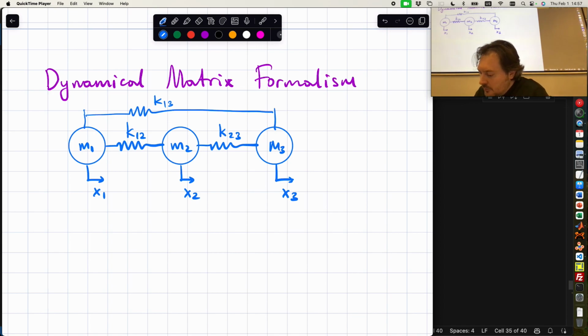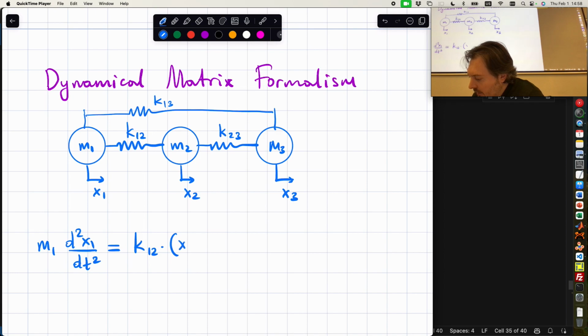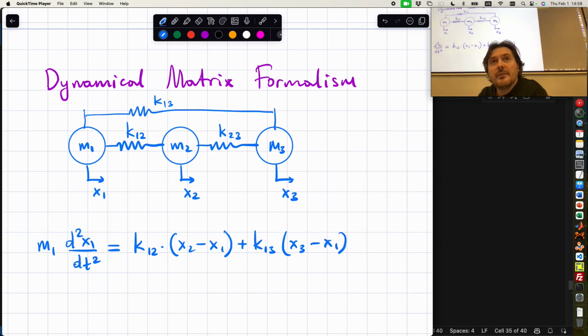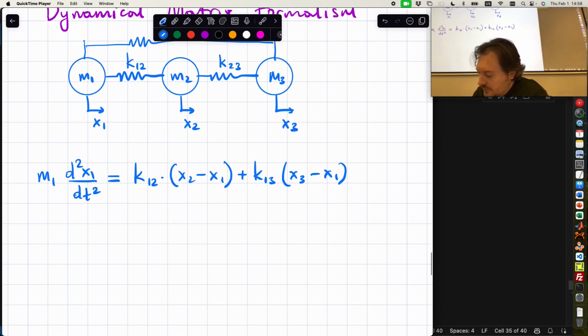Okay, so what is the equation for the first one? K times x2 minus x1. K12 times x2 minus x1. Anything else? And 1 3 term. K13 times x3 minus x1. Everyone is happy? Did you understand this? Yes? So then the rest is also similar.